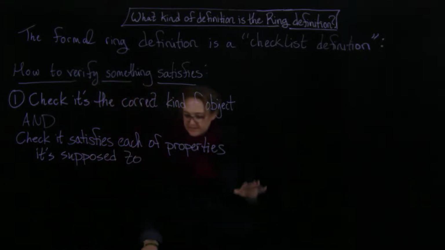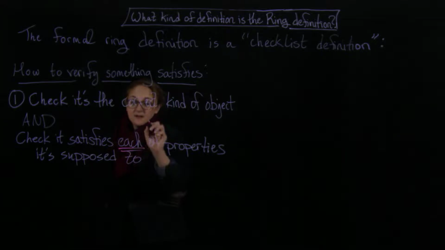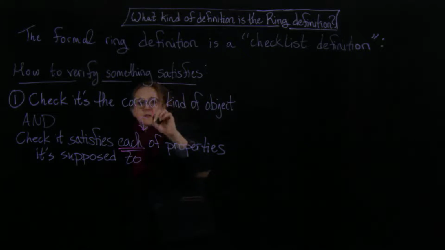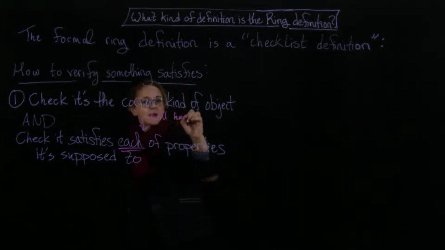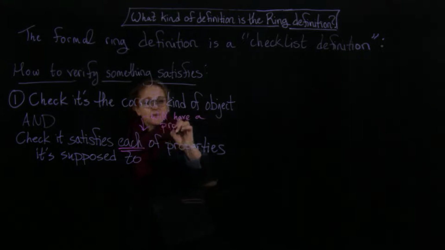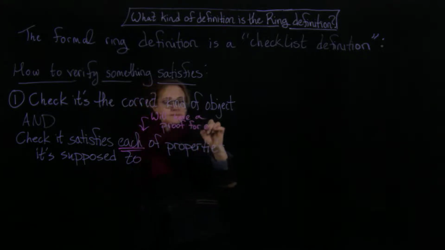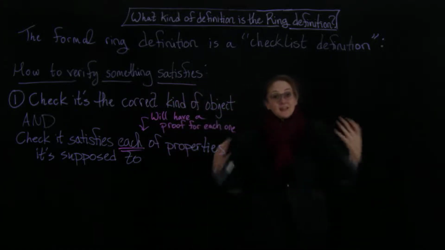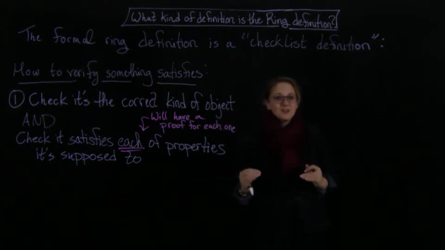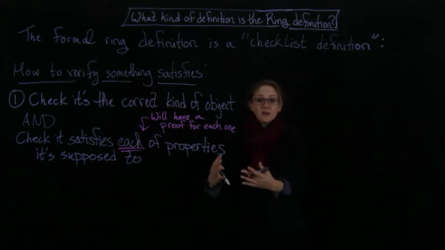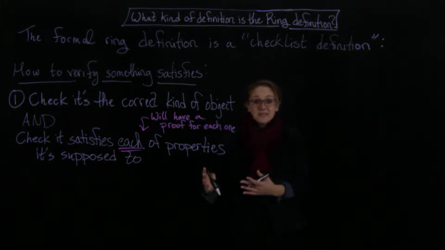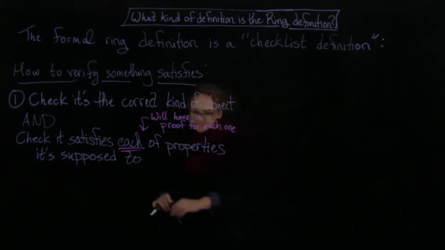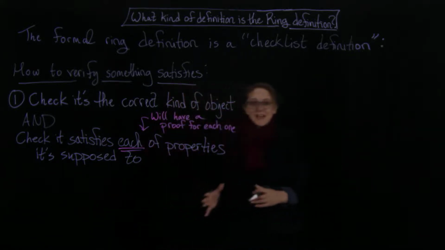And when I say each, I mean you're going to have a little proof for each one of them. So it's going to be like you're going through this checklist, and you're like, yes, it satisfies this property. Yes, it satisfies this property. You're going to go through them one at a time, but it has to satisfy all of them. You can't miss any of them, or it's not whatever that definition is, in our case a ring.